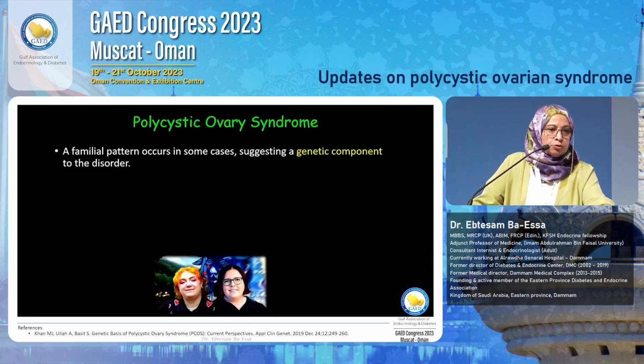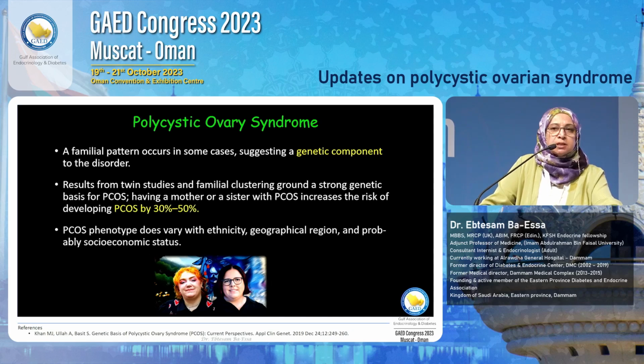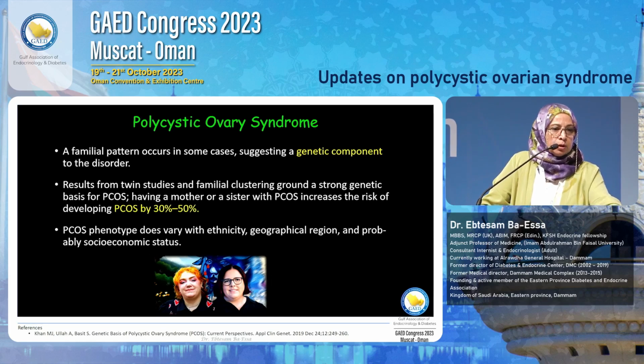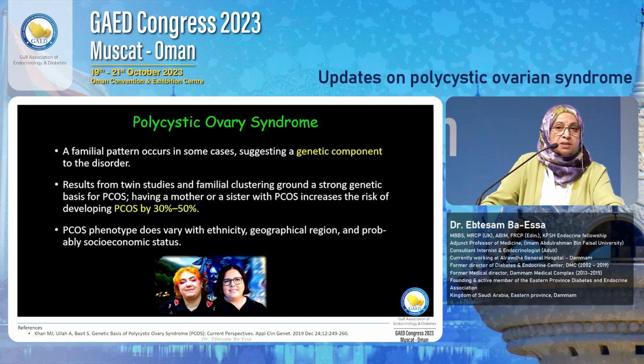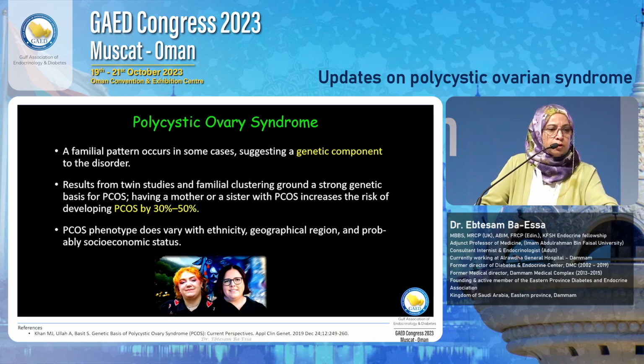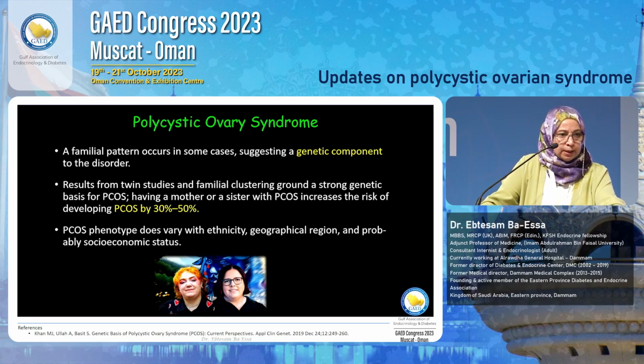So a familial pattern occurs in some cases, suggesting a genetic component of the disorder, and results from studies have shown some family clustering that grounds a strong genetic basis in polycystic ovary syndrome. Also, having a mother or a sister with polycystic ovary syndrome increases the risk of developing polycystic ovary syndrome up to 50%, and this is very important. And the polycystic ovary syndrome phenotype does vary with ethnicity and geographical region as well.